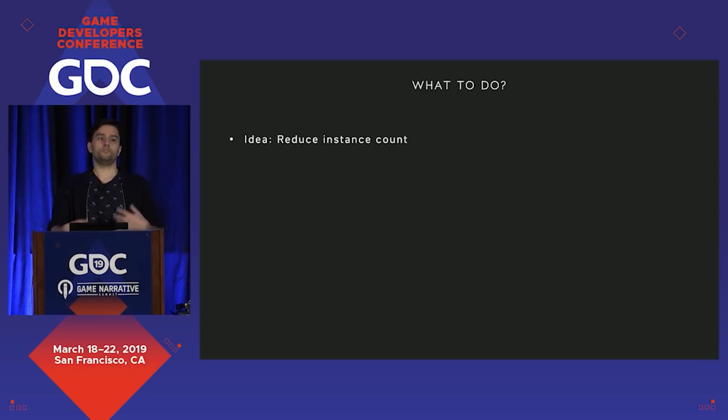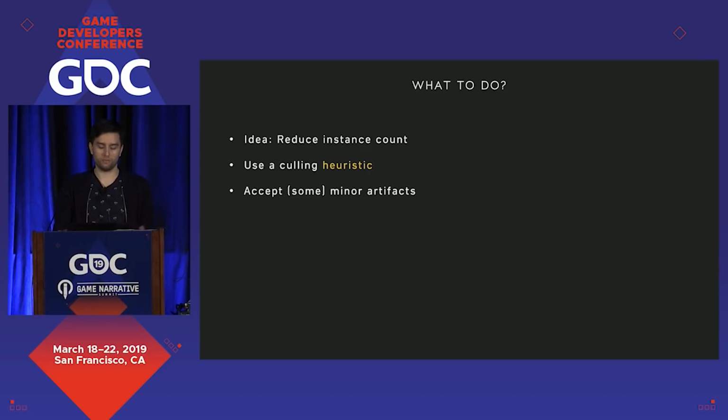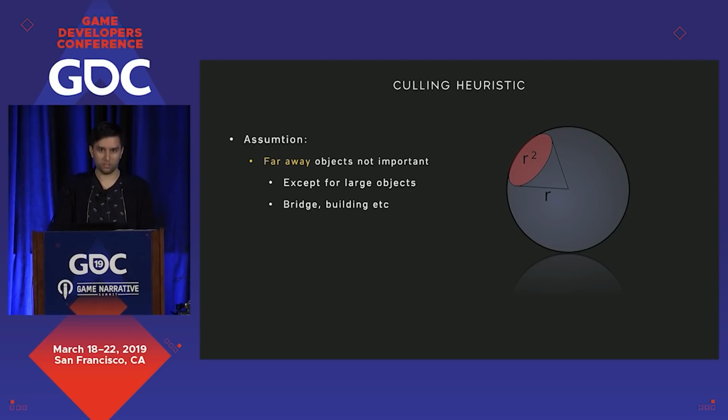So what we do is we try to reduce the instance count. We're going to use a culling heuristic anyway, even though it's wrong, but that's what we have to do. We're going to accept some minor artifacts, but we're going to try to reduce them. The idea is that objects that are far away are less important than objects close to the camera, unless those objects are large, then they will show in the reflection, and they actually are important. So we're trying to figure out some kind of heuristic that would combine these two.